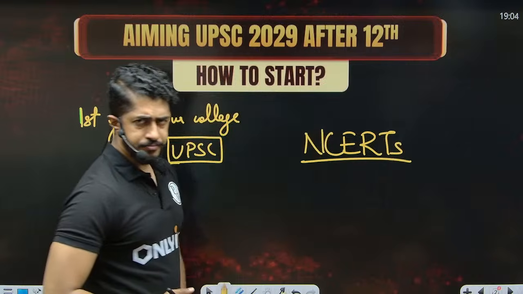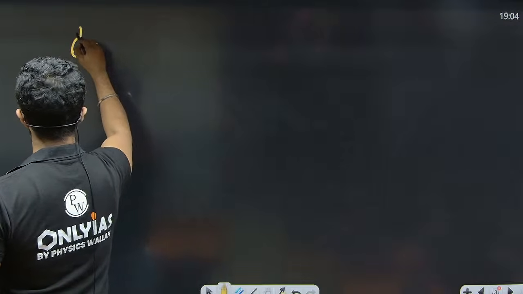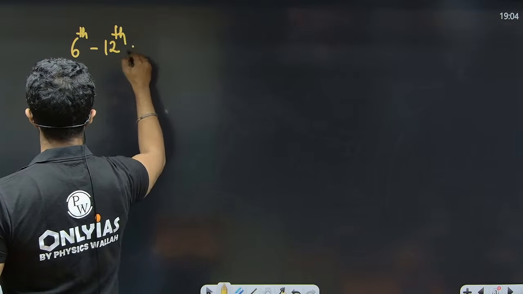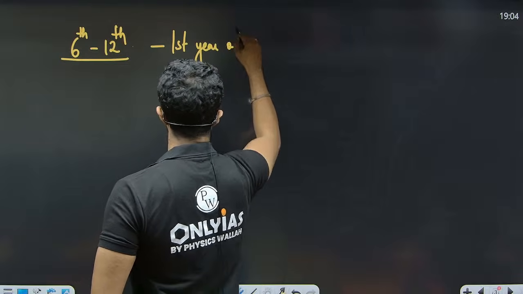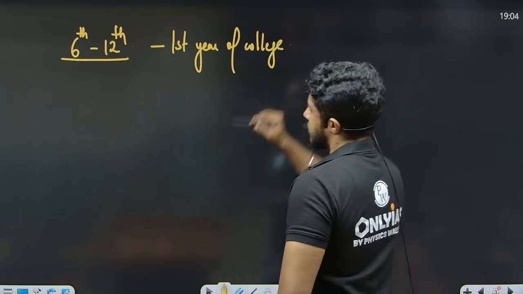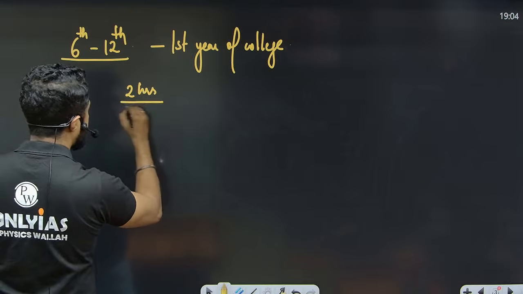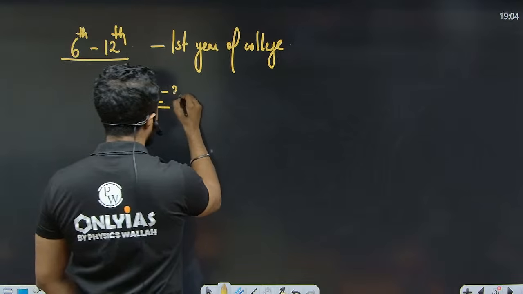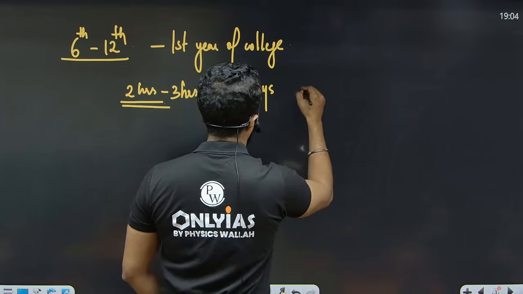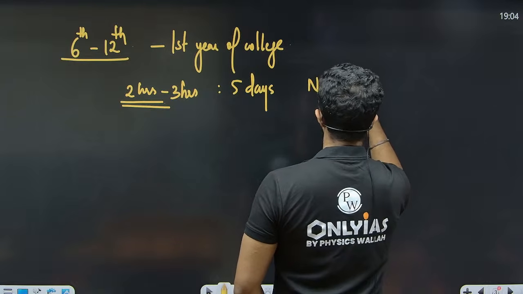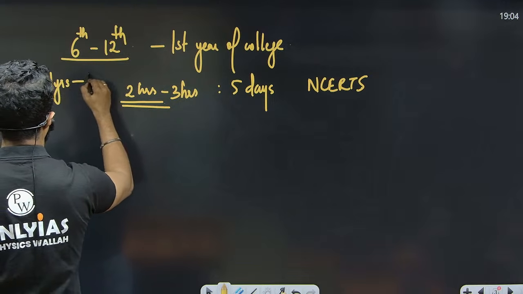Start from NCERTs, preferably from 6th to 12th. Keep it very slow and gradual for your first year of college. Try to spend at least 2 hours minimum, 2 to 3 hours every day, maybe at least 5 days in a week, reading NCERTs. Because you're starting from 6th standard to 12th standard, these are textbooks meant for 11 years to 17 years.